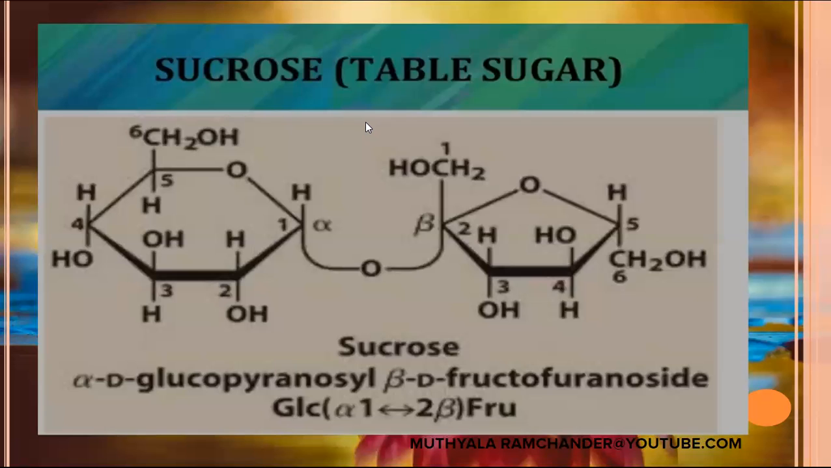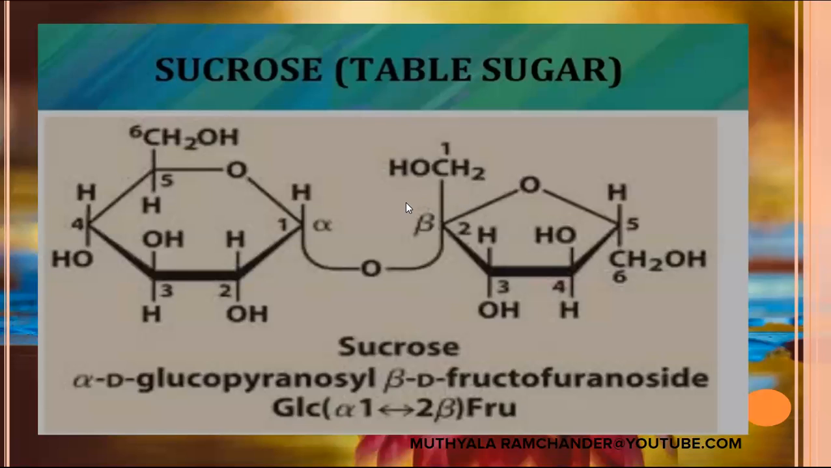On hydrolysis, D-glucose and D-fructose are formed. It is the common sugar and widely distributed in all photosynthetic plants. It is found in sugar cane, beet, apple, pineapple, carrot, and ripe fruits. It is the only foodstuff used in crystalline form.